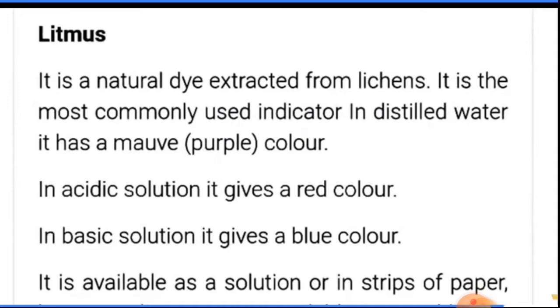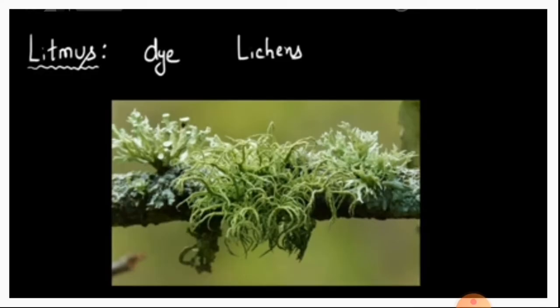It is a natural dye extracted from lichen. It is the most commonly used indicator. In distilled water it has a mauve or purple color. In acidic solution, it gives a red color and in a basic solution, it gives a blue color. It is available as a solution or in strips of paper.